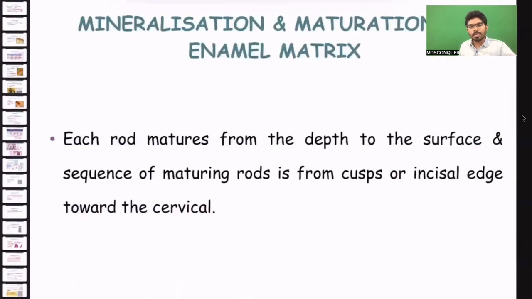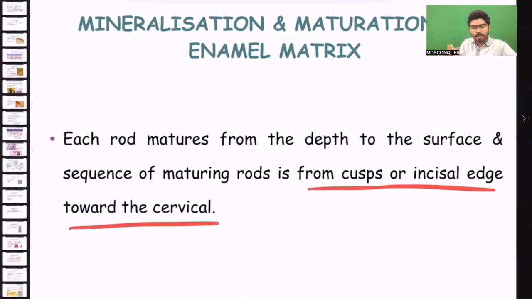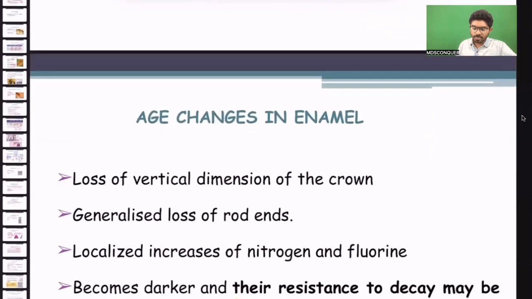So once the enamel matrix is formed, later it is going to get mineralized and maturation is going to start. Maturation of the rods takes place from the cusp or incisal edges, and it goes towards the cervical area. Important question: maturation starts from the cuspal tips and incisal edges, and it moves towards the cervical part.